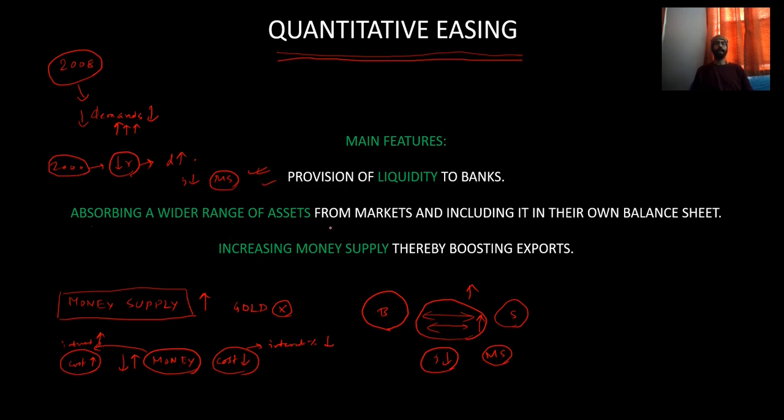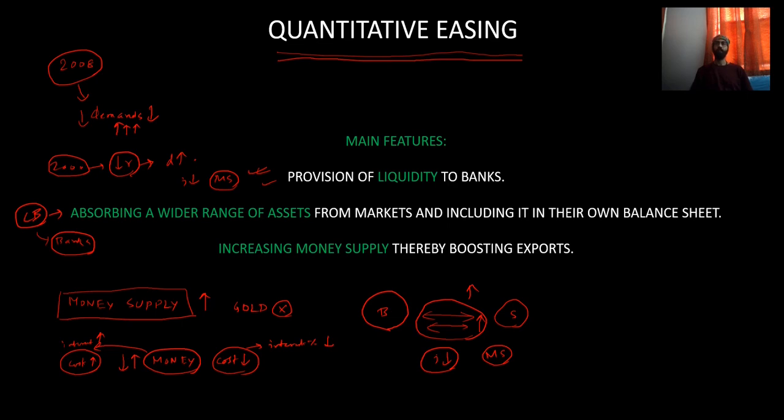Absorbing a wider range of assets from markets and including it in their own balance sheet. So this was done by the central banks. For example, the Fed, right? They have a particular set of assets which they buy and sell in the markets. They were basically limited. Certain kinds of bonds, certain kinds of notes from the banks, they were, under the regulations, stipulated to buy and sell. Now what happened in this quantitative easing era, they increased the corpus of it. So the range of assets and the range of bonds, notes, etc. that they can buy, just the basket of it increased.